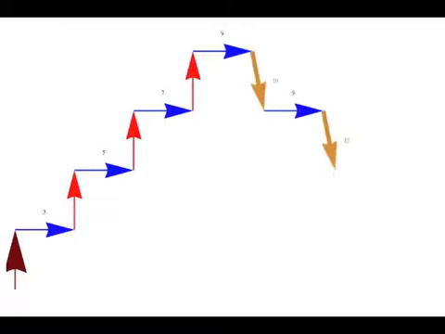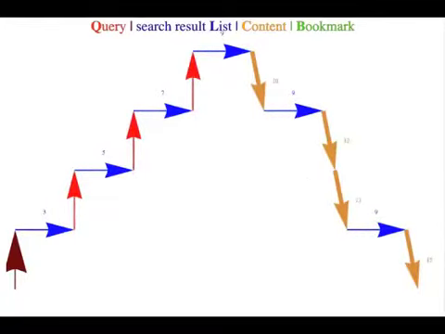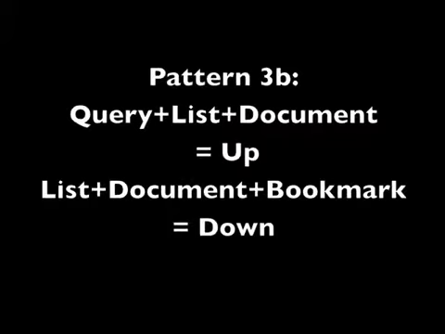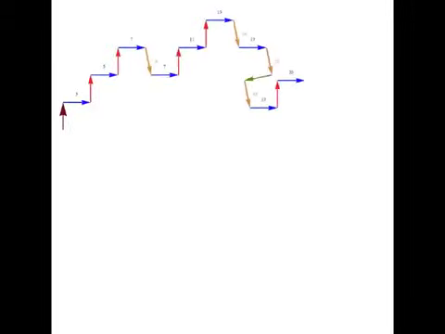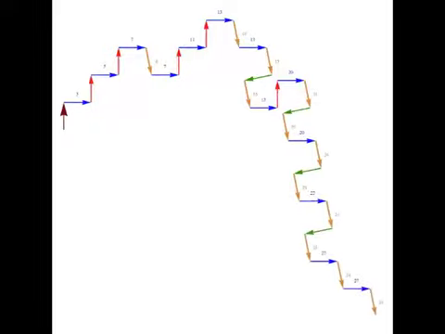The next pattern shows a combination of previously described upward and downward movements. Here's a variation on the upward and downward slope pattern. In the upward slope, we see visitation to individual documents, whereas in the downward slope part, we can see bookmarking activity.